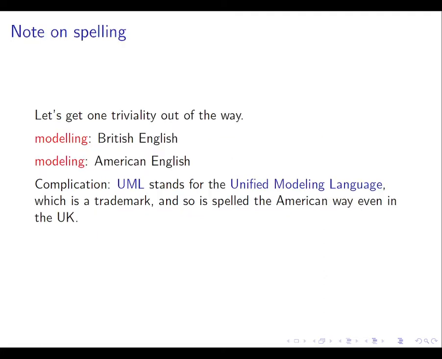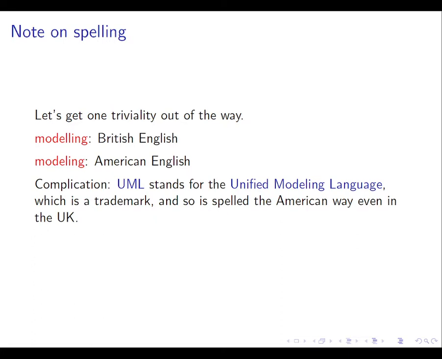Let's get one triviality out of the way before we get started properly, because it often confuses people. You'll see these two spellings. You'll see modelling written with two L's and with one L, and this is an instance of a general pattern which is a difference between British English and American English. Generally speaking, because I'm British and I'm a pedant, I use British English spelling, but the one exception is that when we spell out UML, the Unified Modelling Language, in full, it always has one L.